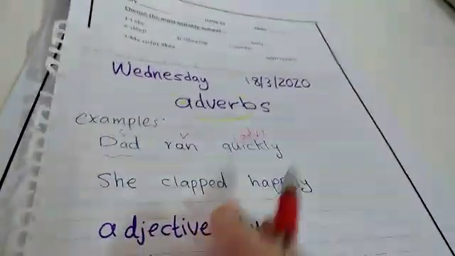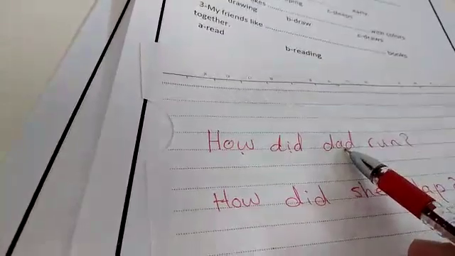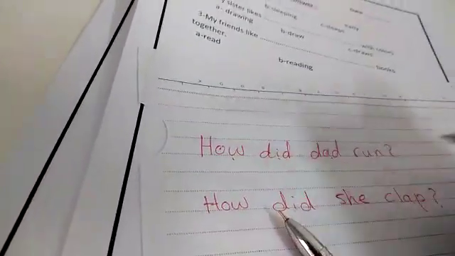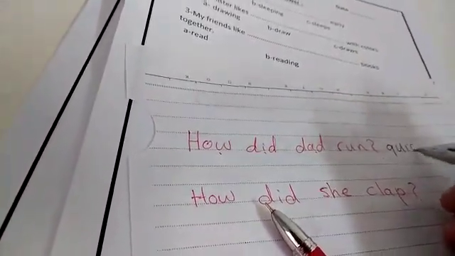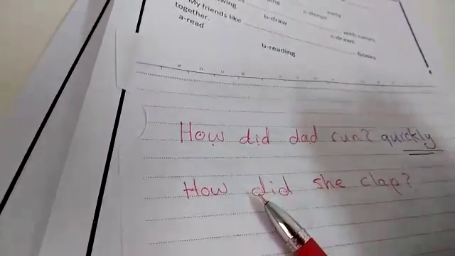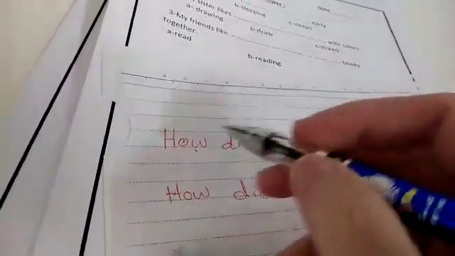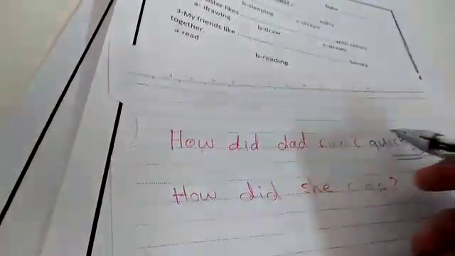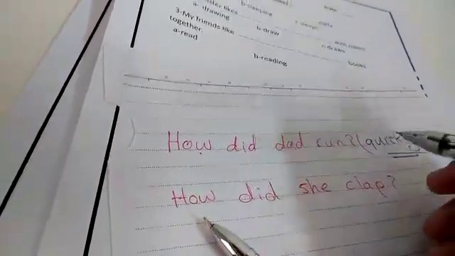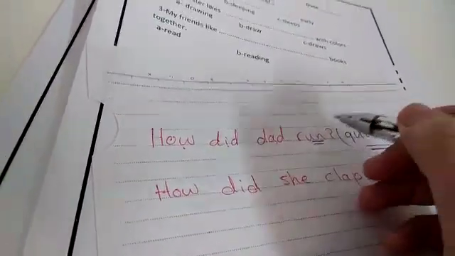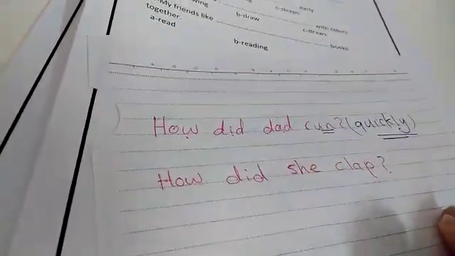How did Dad run? He ran quickly. This is the adverb. This is how he did run, because quickly tells us about the verb.